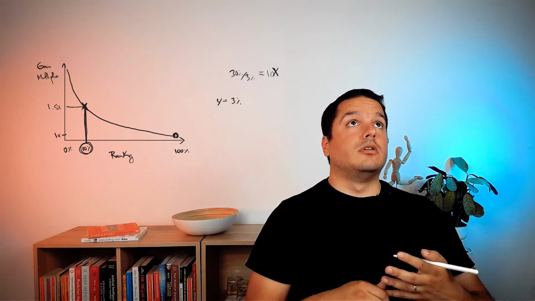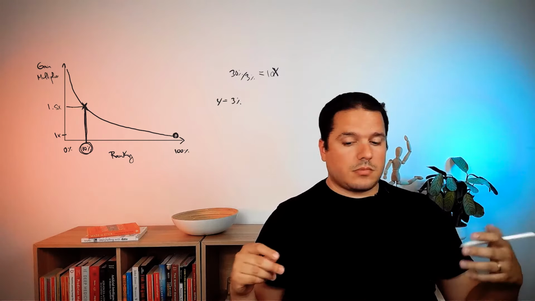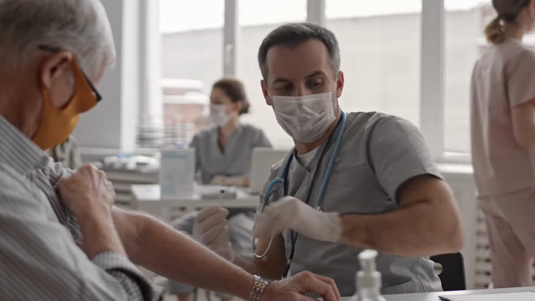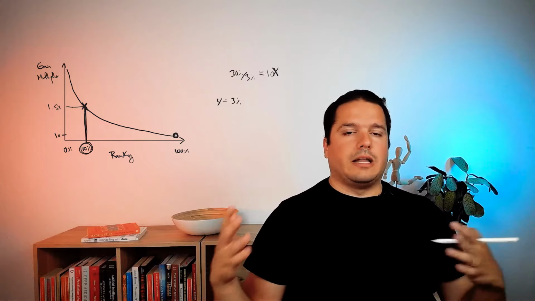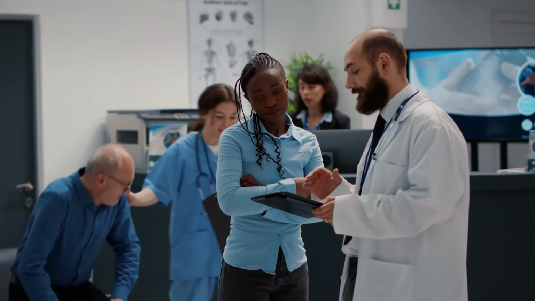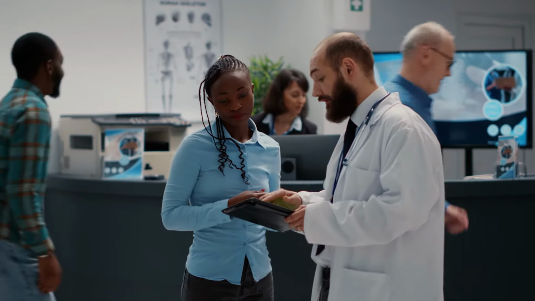Same thing, for example, for patients. If you are scoring patients according to the likelihood of getting better with a treatment, you know that you will be allocating the resources in a better way than by randomly assigning treatments to the patients.